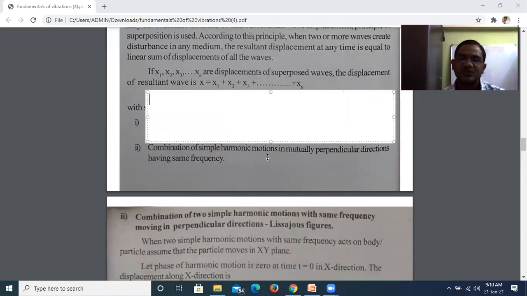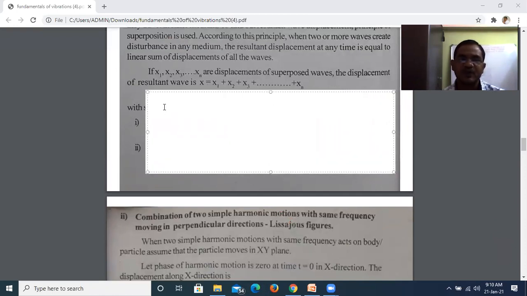When two simple harmonic motions acting in perpendicular directions, of same frequency or different frequency, are superimposed, then the resultant motion would be a curve. Those curves are called Lissajous figures.